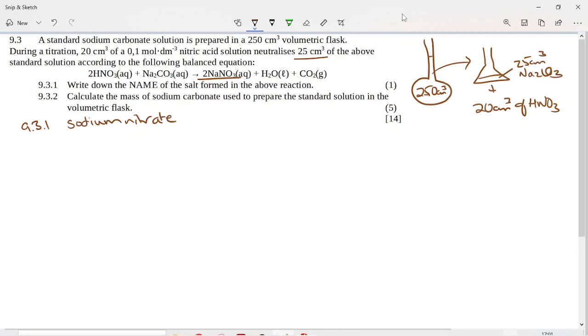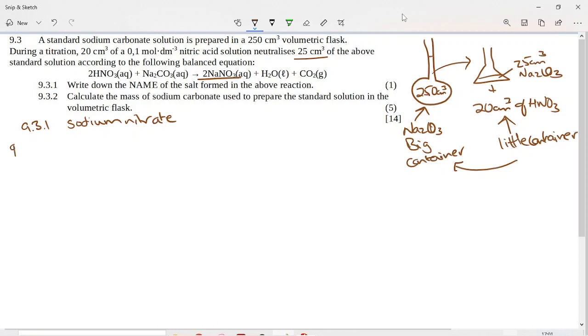Now it says to you, calculate the mass of sodium carbonate used to prepare the standard solution in the volumetric flask. So they are asking you, how much sodium carbonate did you put in this container? They want how much sodium carbonate is in the big container, but all the information is from the little container that you pipetted it out of. So you're going to have to do a calculation using the little container, because that's where you've got information from, and then work backwards to figure out how much was in the big container.